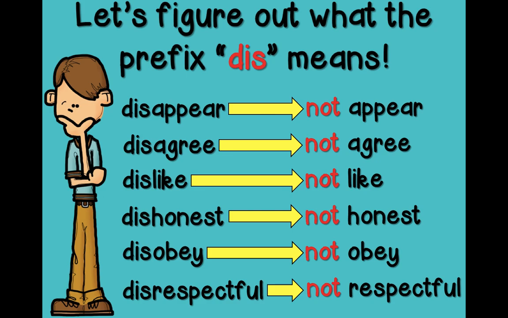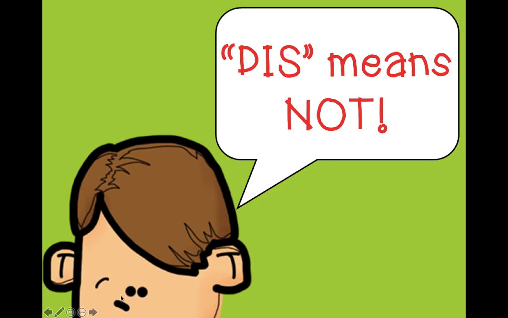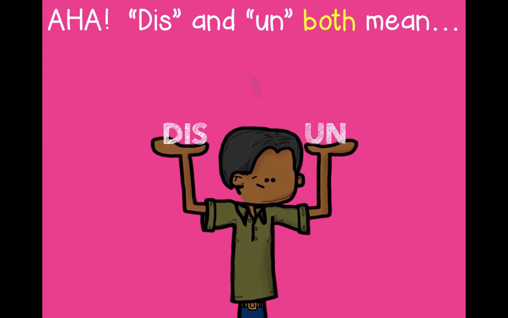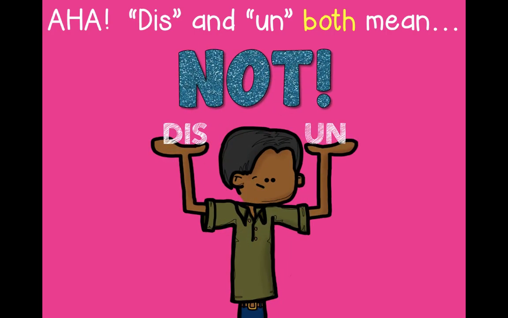So look at all of these words and their meaning. All of these words have the prefix dis, and they also have the word not in their meaning. So I can think to myself, dis also means not. So when I think to myself, aha, I notice dis and un both mean, that's right, both mean not. Both of these prefixes mean not.